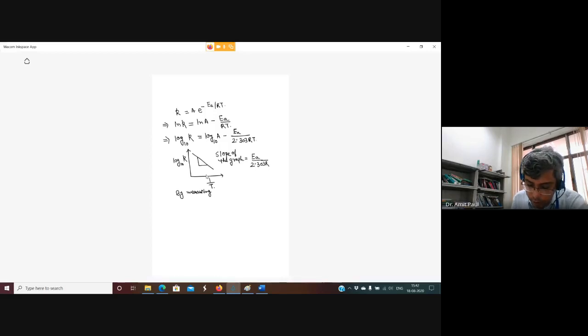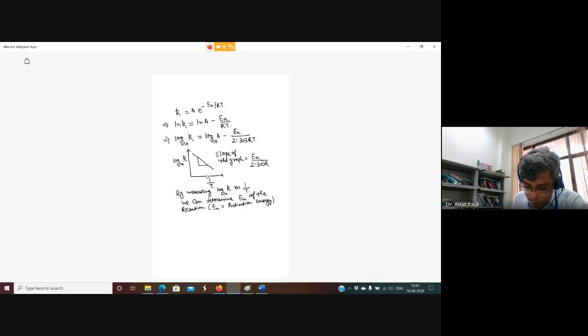Okay, so by measuring log 10 k versus 1 by T, we can determine Ea of the reaction, where Ea is the activation energy.